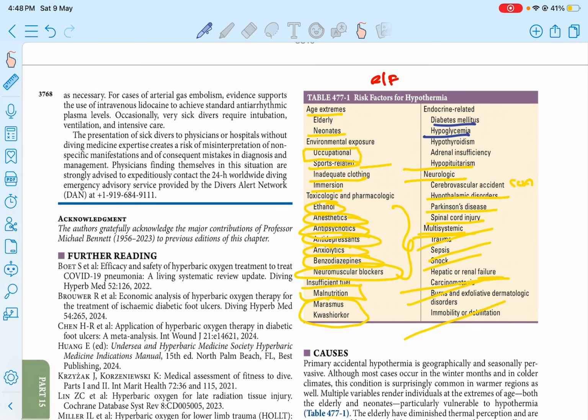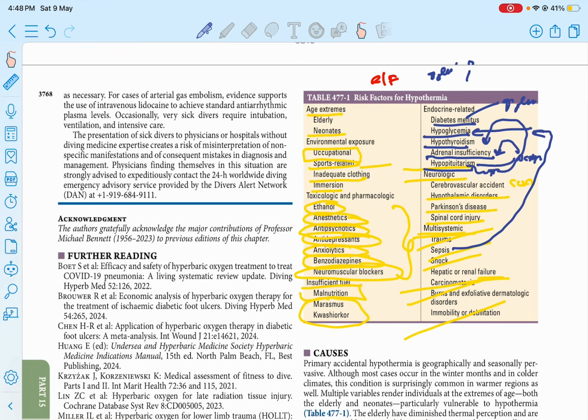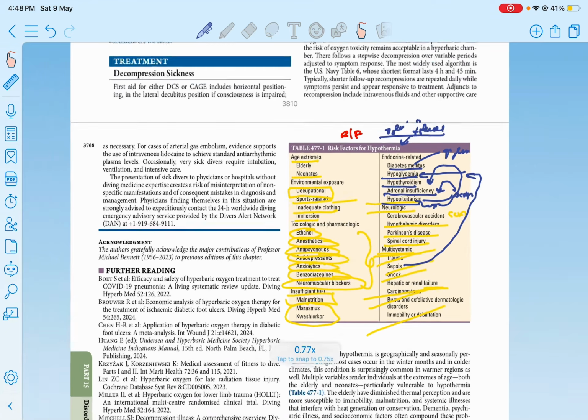Diabetes, hypoglycemia, hypothyroidism, adrenal insufficiency, hypopituitarism. Remember that the pituitary secretes ACTH; if it is gone, there will be adrenal insufficiency. Also, thyroid is important for temperature and BMR. Hypoglycemia is also associated with sepsis, right? Diabetes mellitus will cause increased glucose. So increased glucose or decreased glucose, both are associated with hypothermia, right?